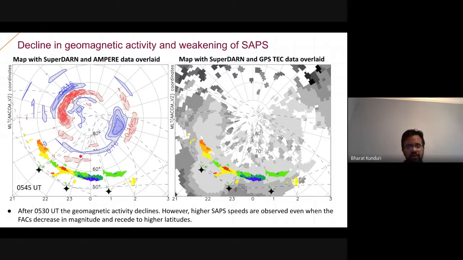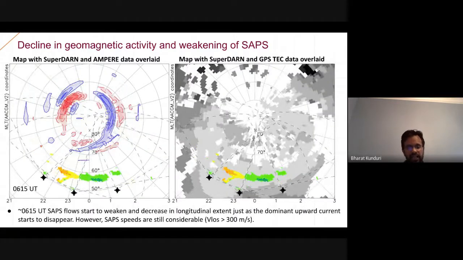Most of the currents in the AMPERE field aligned current data set are receding. They have weakened, they've moved poleward. We still see very nice SAPS flow across 6 radars, and you still see significant velocities in there. And again, they're firmly embedded inside the trough. Even though field aligned currents are moving polewards, we still see that they're consistently located at the same location inside the trough. This is at around 0545 UT.